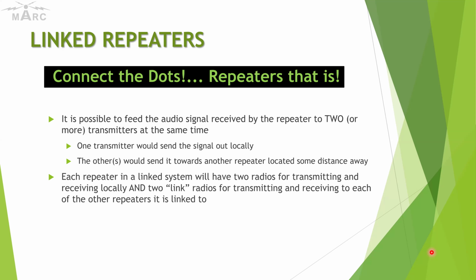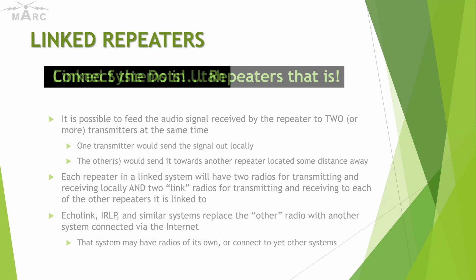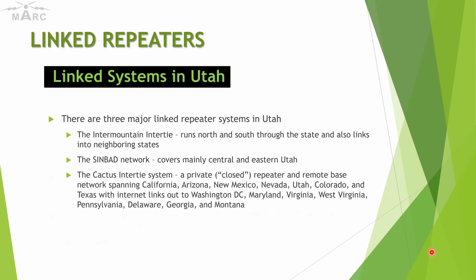And there's a little bit more information about that. I'm not going to get too far into the weeds on this. This is just a high-level view of linked repeaters. We have 3 linked repeater systems in Utah: the Intermountain that we're always on, the Sinbad network. I use the Sinbad when I am up on my property in Duchesne, and the Cactus Intertie.